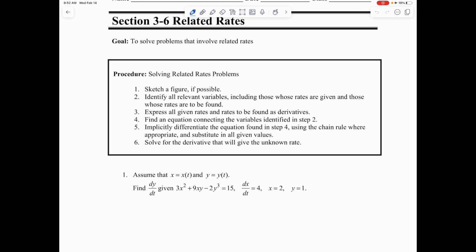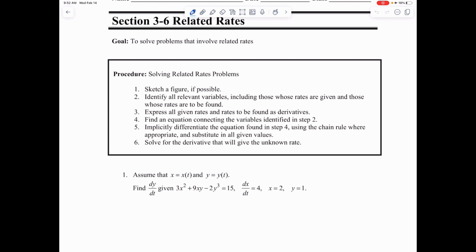Next, identify all relevant variables, including those rates that are given and the ones that need to be found. We'll express all of our rates as derivatives, whether they're given to us or we are looking for them. Find an equation to connect our variables, and then implicitly differentiate our equation. We'll use our chain rule and any other properties that we have learned about so far.